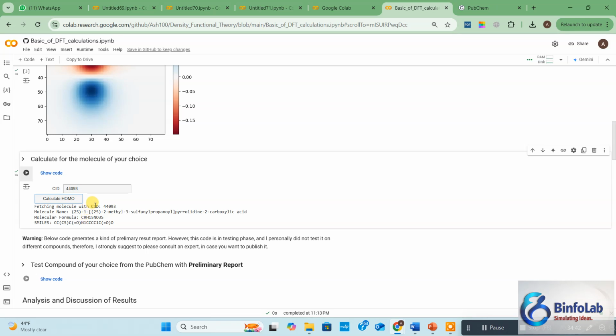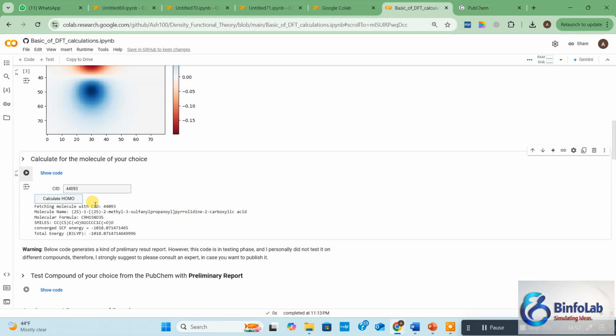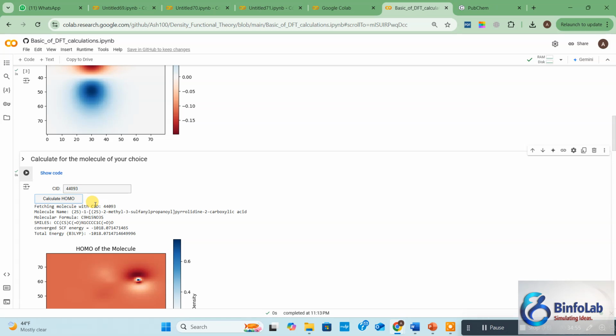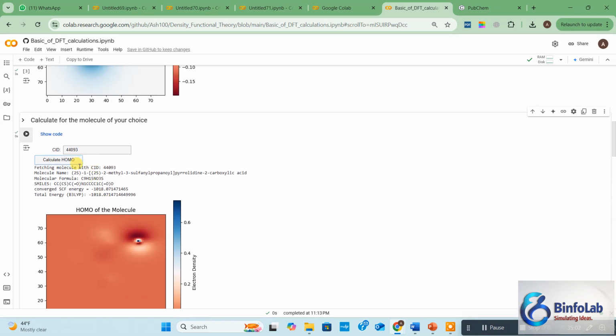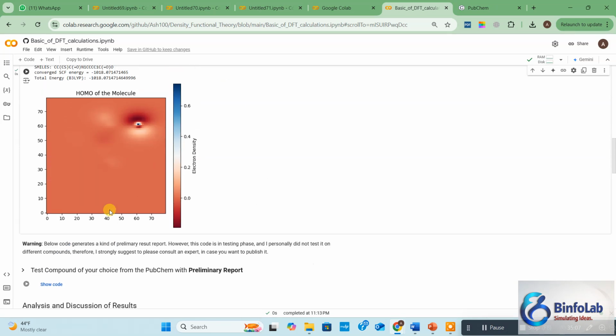But wait for it. It will generate the HOMO figure, and depending on the complexity of the compound, it will take maybe 30 seconds or 1 minute. So okay, this is a kind of HOMO figure. At times it will generate a very good HOMO figure, and at times it will generate some bumpy areas. You can see these are some bumps.